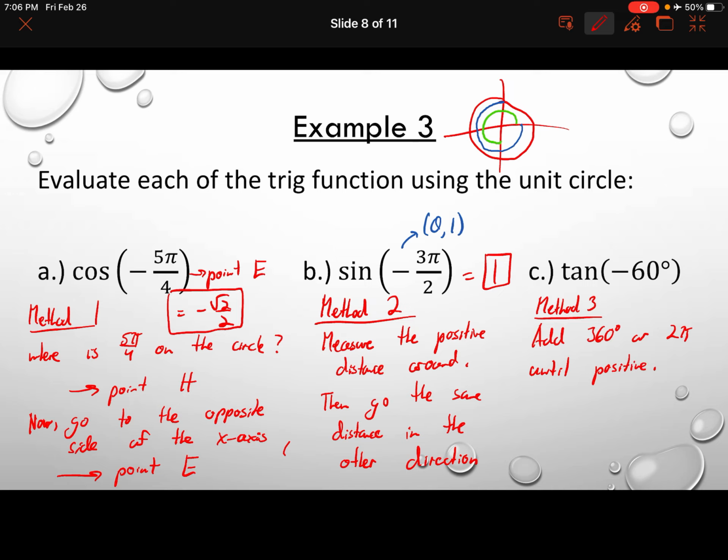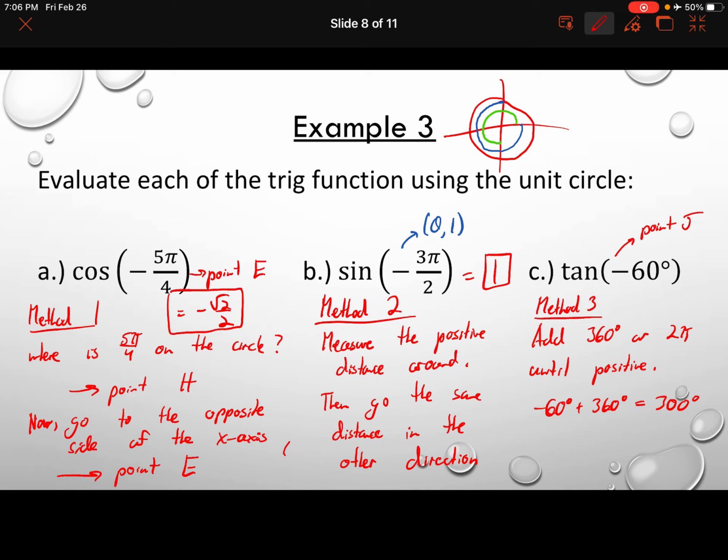Okay. So let's do negative 60 degrees plus 360 degrees, and that is positive 300 degrees. Well, positive 300 degrees, we know where that is on the unit circle, right? If you look it up on the unit circle, points A, B, C, D, E, F, G, H, I, point J, okay? Point J would represent 300 degrees. If you just look up 300 degrees on the unit circle, you would see that it is point J.